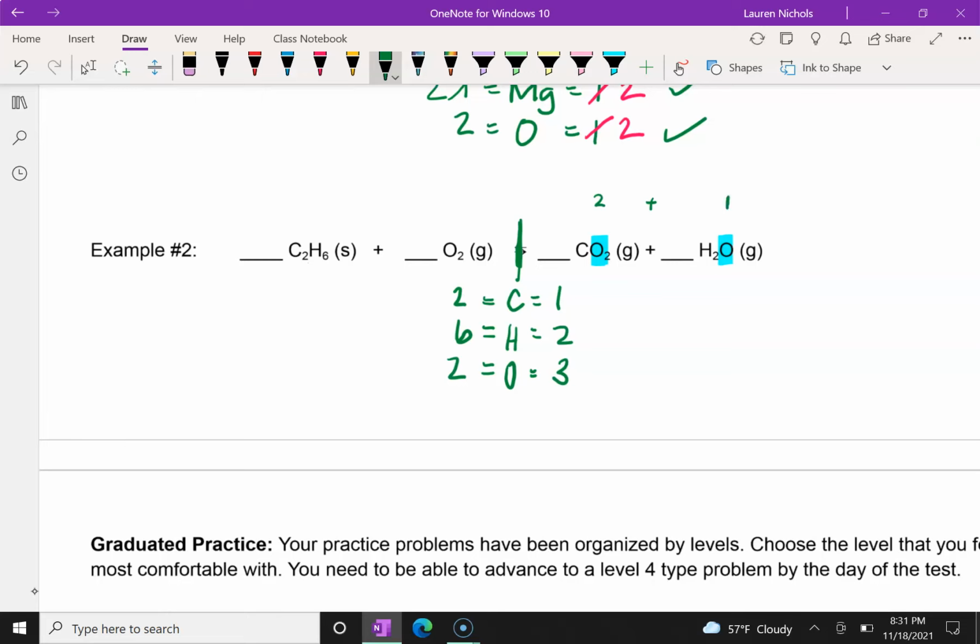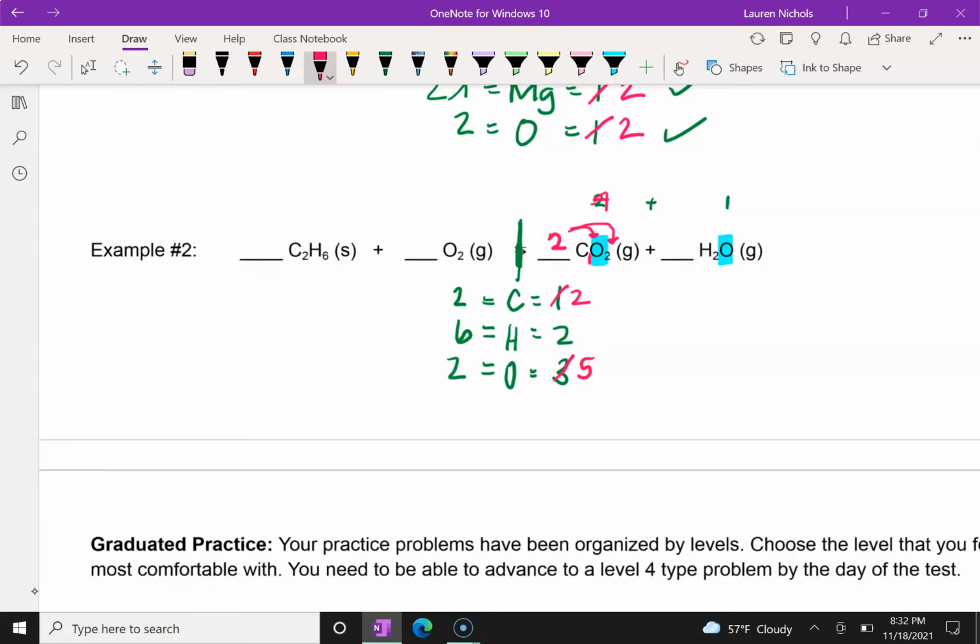Now keep in mind, those oxygens are going to be the ones that get you in trouble, so pay close attention. I also recommend balancing oxygen last. It'll normally make your life easier. In this case with carbon, we have 2 on the left side, 1 on the right side. So if I put a 2 in front of carbon dioxide, there's an invisible subscript 1. So 2 times 1 is 2 carbons. 2 times 2 makes this side 4 oxygens plus that 1 over there for a total of 5.